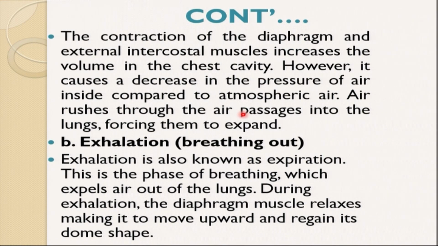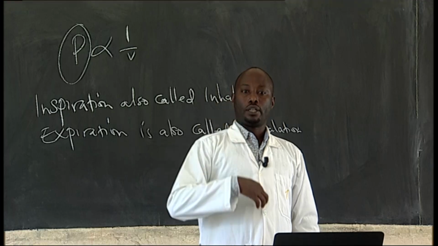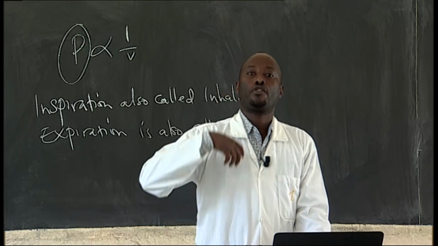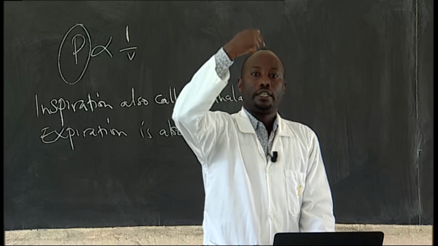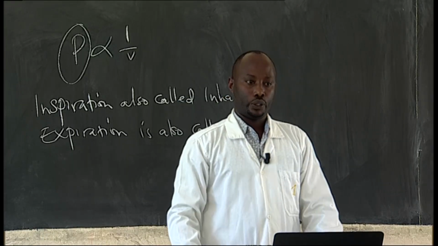We have the contraction of the diaphragm and the external intercostal muscles, which increases the volume in the chest. When the external intercostal muscles contract, the internal ones relax, and the diaphragm also contracts, that eventually will increase the volume of the chest cavity. And now, by that, it means that the air is going to be drawn from the atmosphere and taken into the lungs, and we do what we call inhalation.